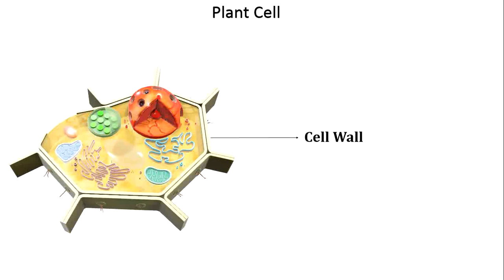Now we talk about the two different things that the plant cell has, which the animal cell does not have. The first thing is the cell wall. The cell wall is basically an extra protection for the cell of the plant. It has the cell membrane plus the cell wall, which gives extra protection to the plant cell.